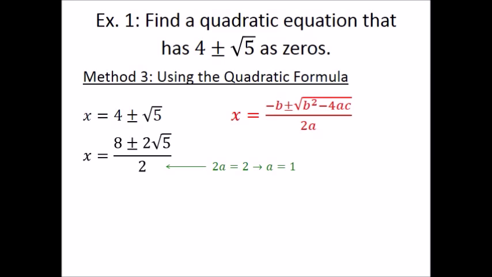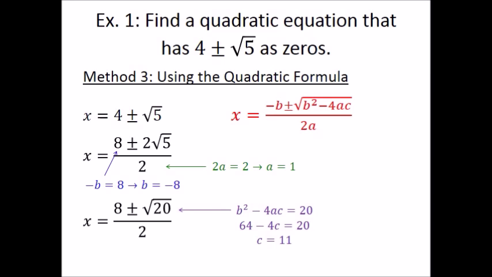I can also figure out that b must be negative 8. Then, for the radical, I'll push the 2 back into the radical sign, changing the 2 root 5 into the square root of 20. Then b squared minus 4ac must equal 20. Plugging in the values I already found for a and b, I find that c equals 11. This makes my equation x squared minus 8x plus 11 equals 0, which matches the answer I got using methods 1 and 2.